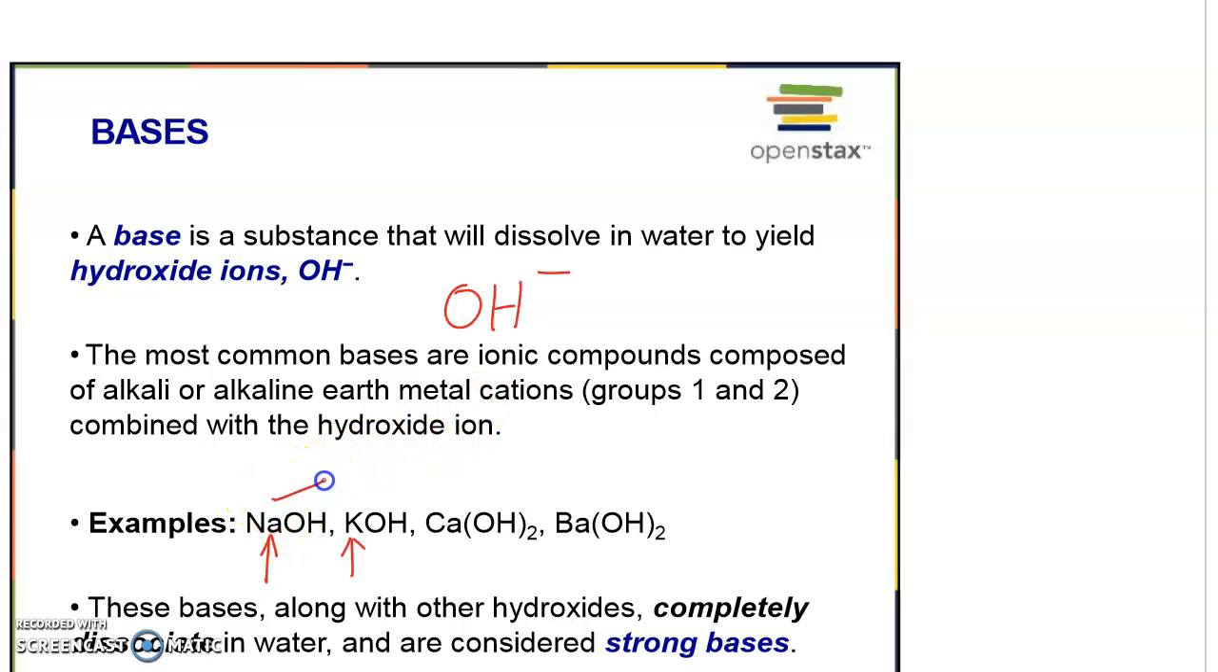In this case, sodium hydroxide, when it dissolves in water, it will form sodium cation and hydroxide anion. All right, so these groups will be considered as a strong base. A strong base is when this ionic compound dissolves in water, it will be completely dissolved and completely dissociate.